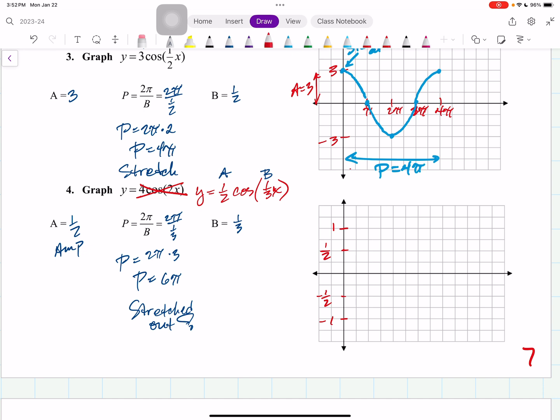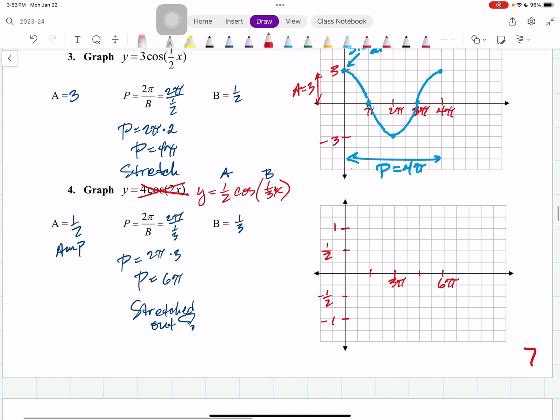So I have to label. You could do it however you like. So, 2 pi. Let's see. We want to divide it into 3 or 4 equal parts. So 2, 4, 6, 8. Okay, so label this 6 pi. Half of that is 3 pi, 1/2 the distance, so that should be 3 pi, because half of 6 pi is 3 pi. And then half of 3 pi is 3 pi halves.